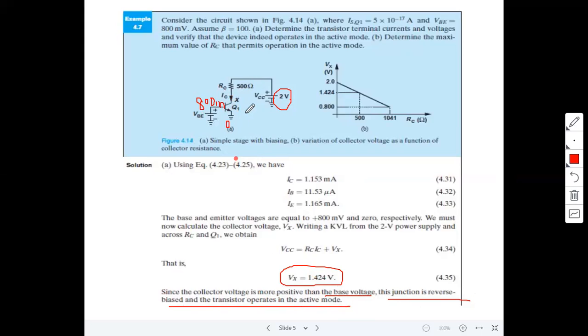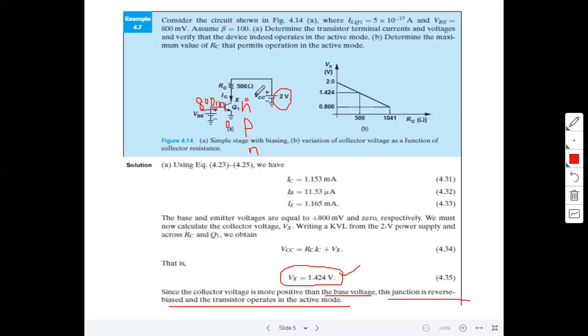Like that, we have to verify for the given values. First of all, the emitter base junction is forward biased. Then check that the collector base junction is in reverse bias. What is the base voltage? 800 millivolts. What is the collector voltage? We already calculated 1.4. So this is in reverse bias. What type of transistor is here? NPN transistor. That is the first part.